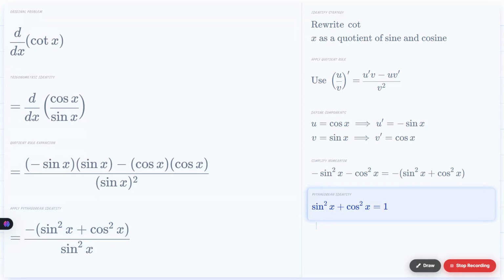We use the rule that sin squared plus cos squared equals 1. We do this to change the top part of our fraction. This is a standard identity in math.